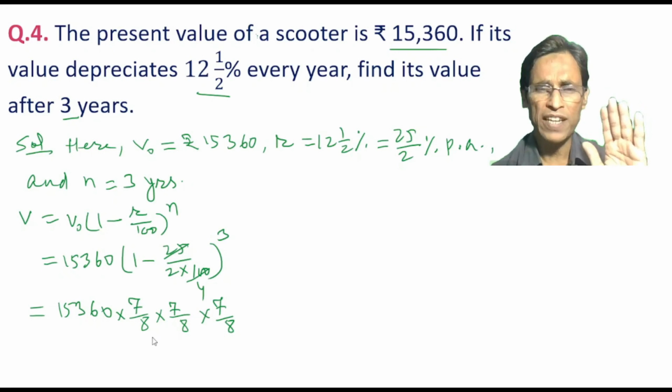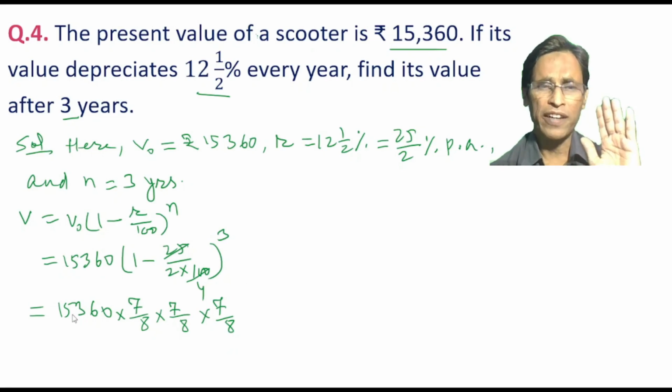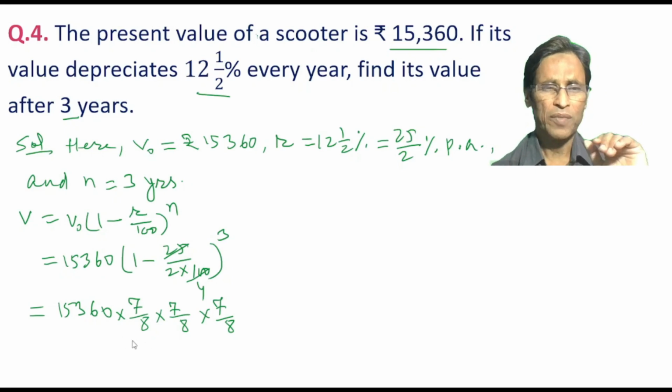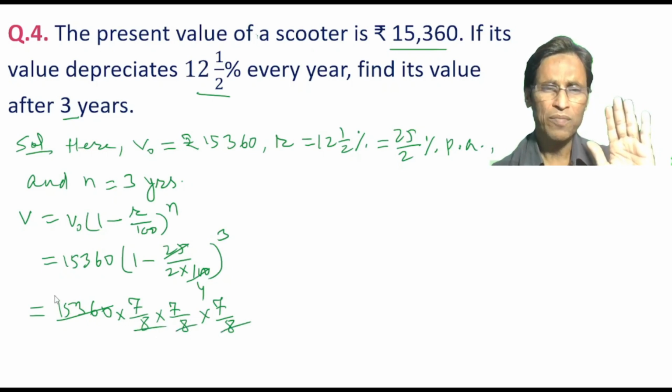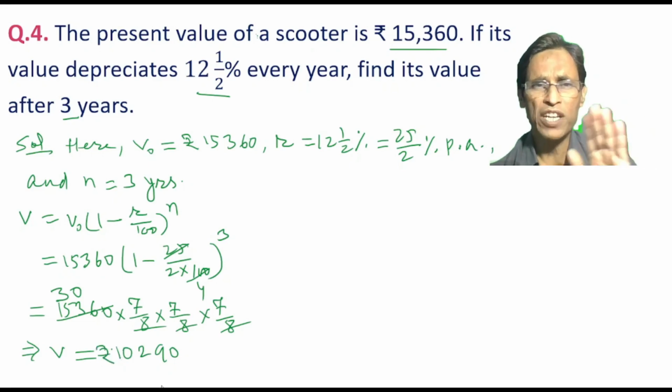By observation, we can say 8 into 8 into 8 comes 512, and 15,360 is divisible by 512 how many times? 30. So we divide 15,360 by 8 into 8 into 8 in 30 times. The product gives the value of V, which is equal to 10,290 in rupees. So the value of the scooter after 3 years is rupees 10,290.